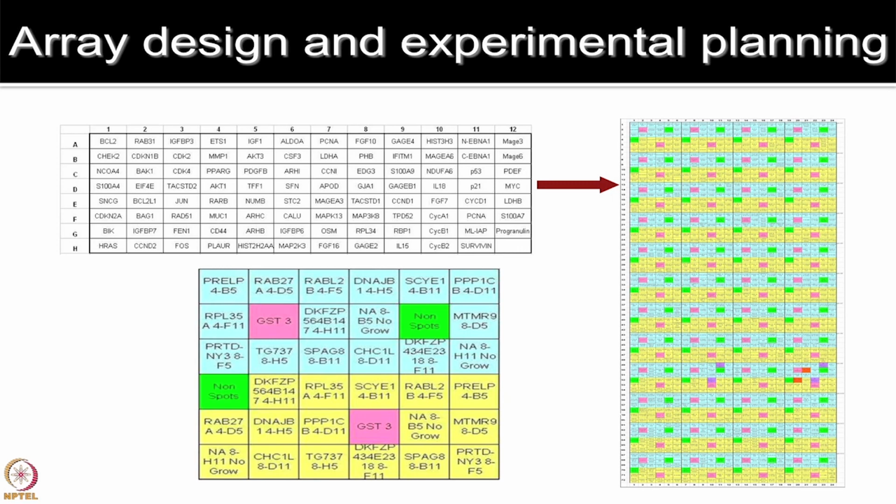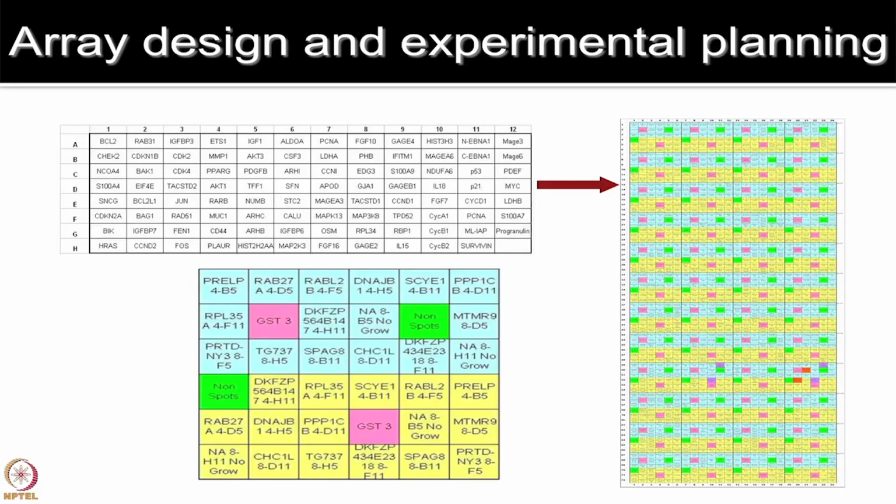What you can pay attention to here is that the same spot, like GST3 shown in purple color, is duplicated, and you are trying to avoid keeping the duplicates together. You want them to be slightly far apart, so that there is no neighboring effect. If something is spilling over, both spots should not get contaminated. And likewise, there are some non spots where sometimes you want to keep an empty area or just the buffer where no DNA is there, or only vector control.